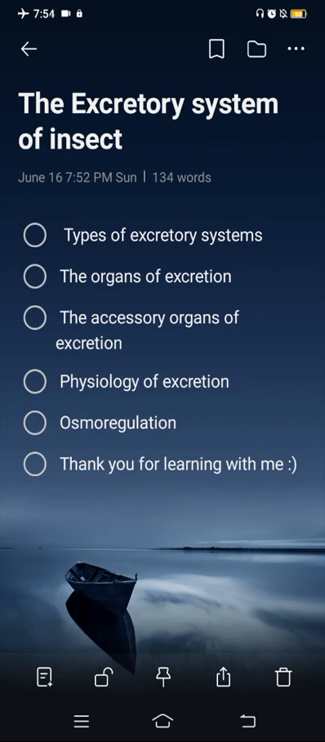The excretory system is basically composed of two structures, the Malpighian tubules and the rectum. The Malpighian tubules absorb the nitrogenous waste, water, and salts from the hemolymph, while the rectum performs selective reabsorption, and the end product of excretion, the urine, is discharged out. So, first, we are going to learn the different types of excretory systems.